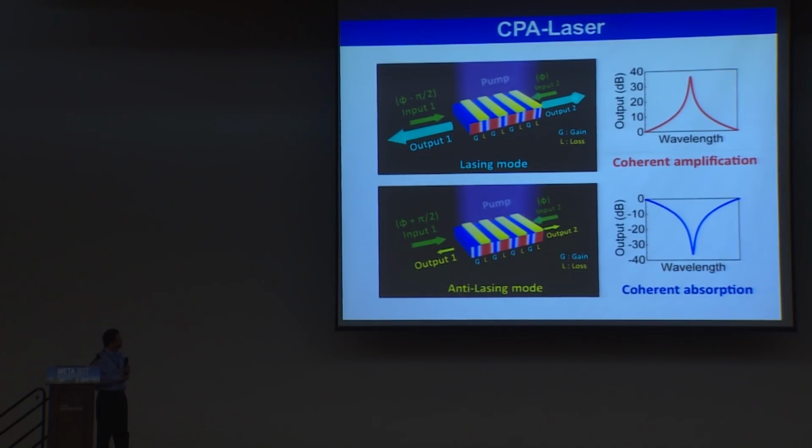Now, on the other hand, in the anti-lasing mode, or coherent absorption mode, if you tune the probe beam to positive 0.5 pi, that forms a standing wave that will exactly match the CPA mode, namely under the loss. Therefore, the photons will be sucked in like a black hole there. Therefore, very little output comes out. So we expect these two things at the same time.